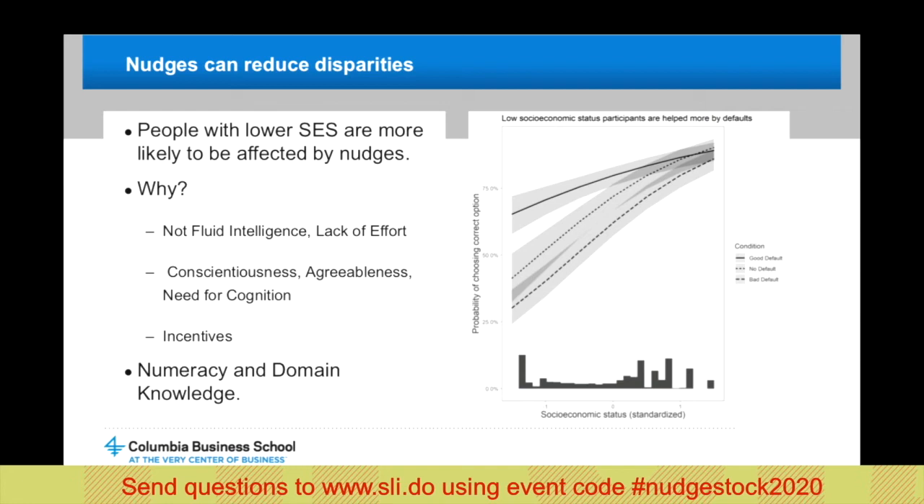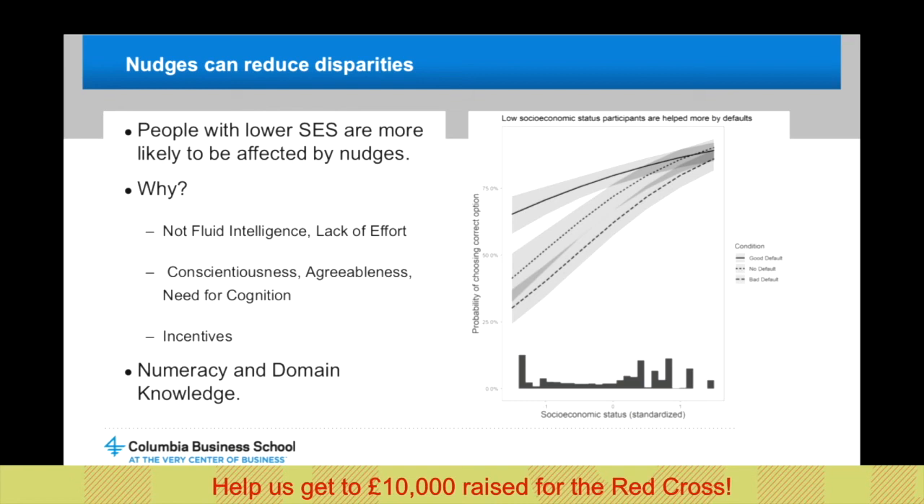Now, this is kind of important, and we asked, what causes this? One thing is we looked for fluid intelligence. So we gave people tests that are standardized measures of how fast you think, and there was no effect on default taking. We looked at lack of effort. That is, did people actually work hard? This is on the web, so we actually measure how long they look at the item. That does not affect whether or not they take the default.